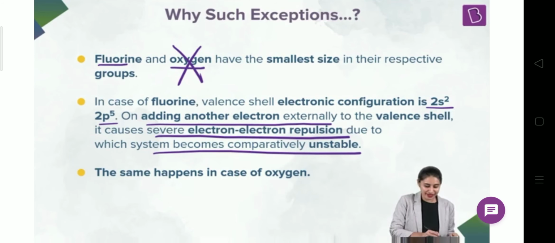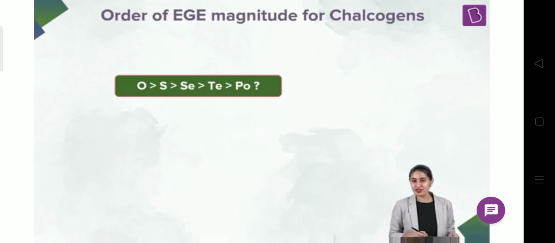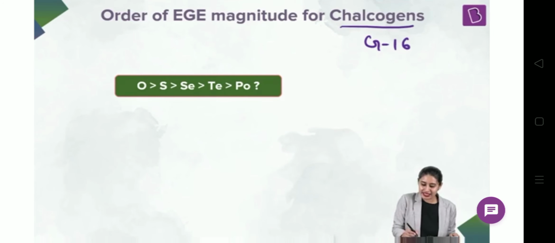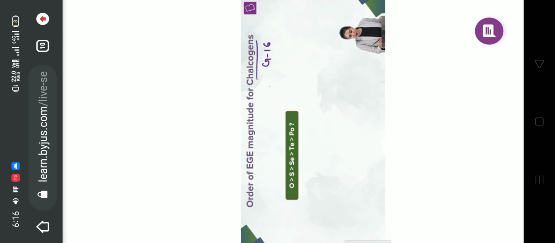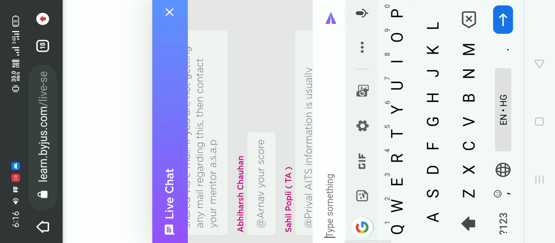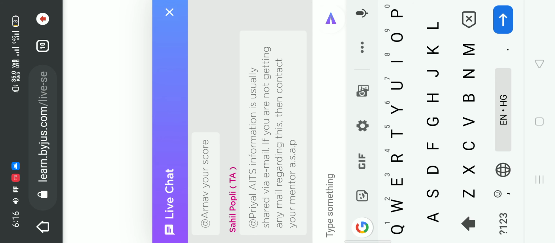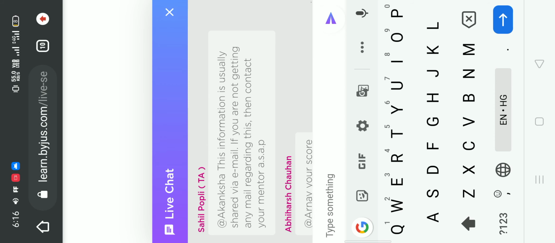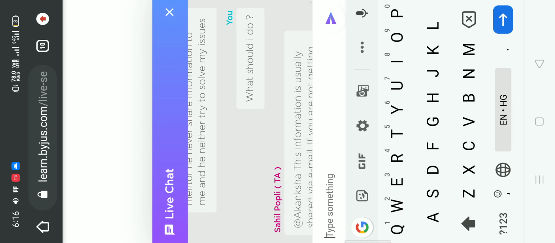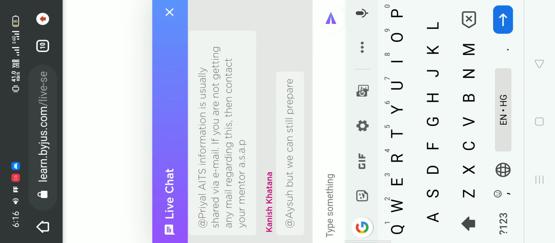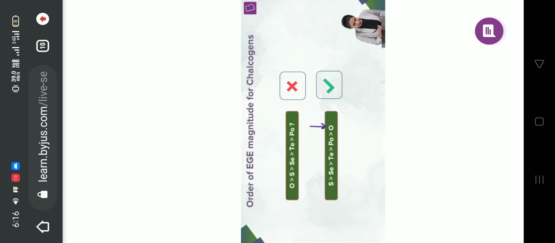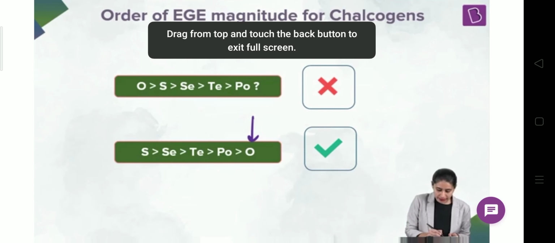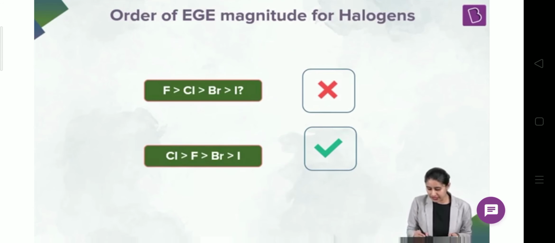So I'm sure if I ask you for chalcogens, can you guess the order? Chalcogens means group 16. So as we go down the group, the same trend should have been followed. But again, this is not so. So here, please observe that this is a wrong order. The right one is here. In fact, I want you to see that oxygen is coming at the end. Please observe the two trends. They are exceptions, and hence I want you to observe them very carefully.